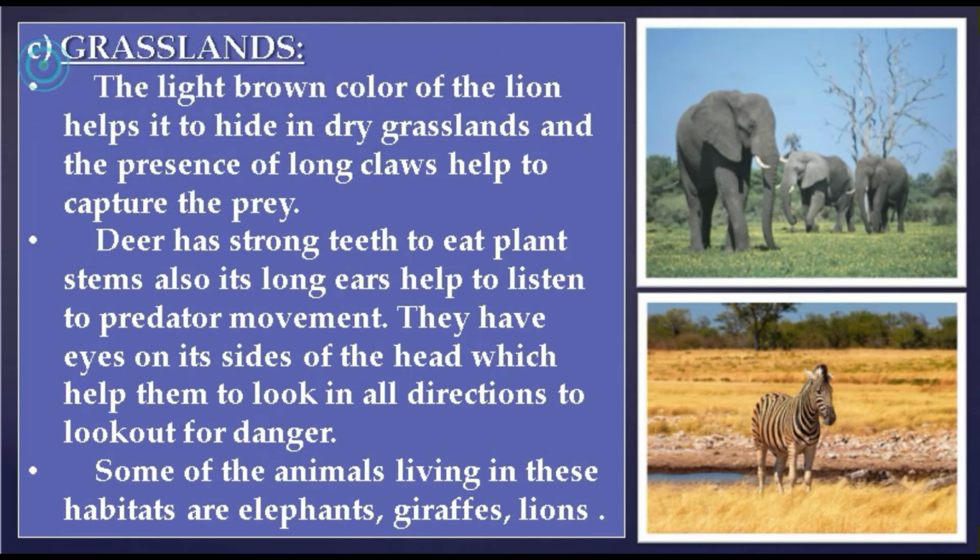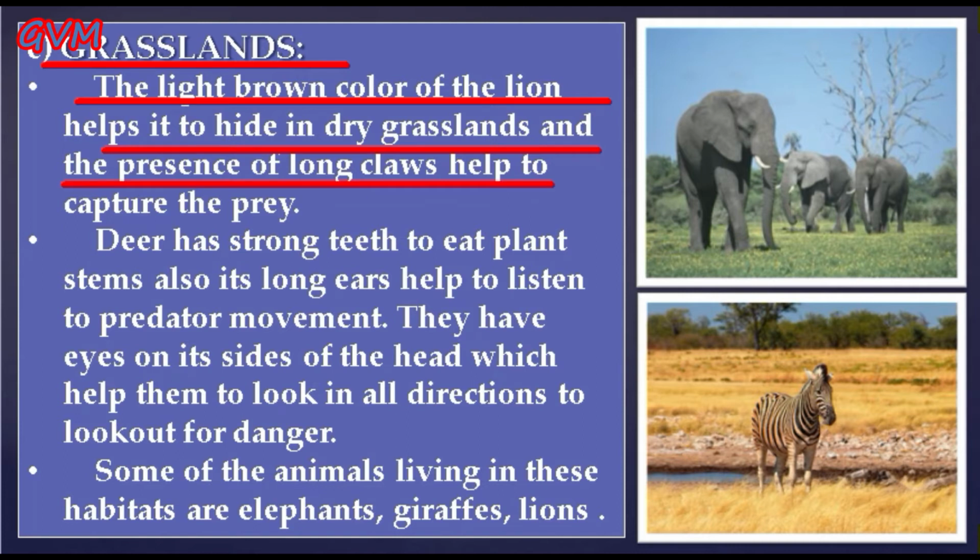Now students, the next kind of terrestrial habitat is grasslands. Students, the most amazing characteristics of the animals of grassland areas are their body color. Students, like the light brown color of the lion helps it to hide in the dry grassland, and the presence of long claws helps it to capture the prey.